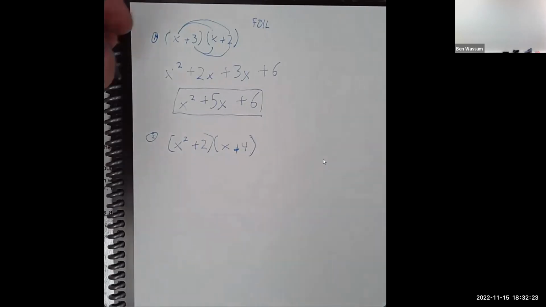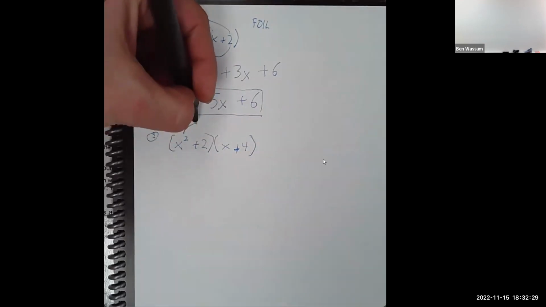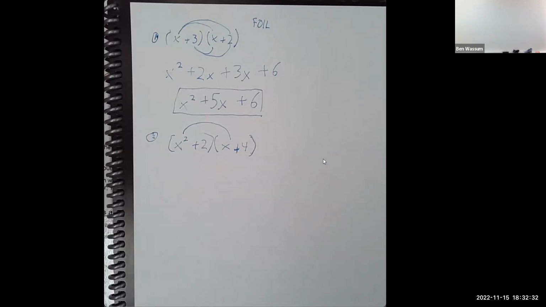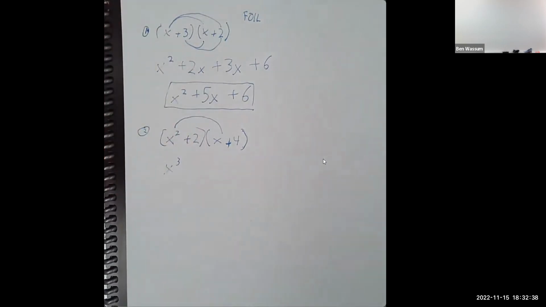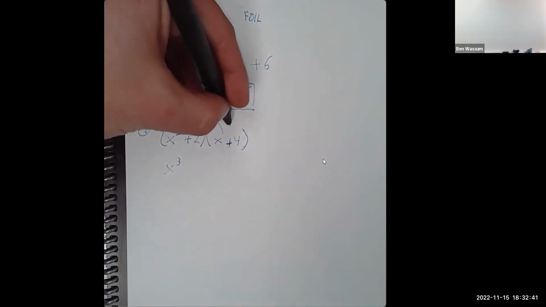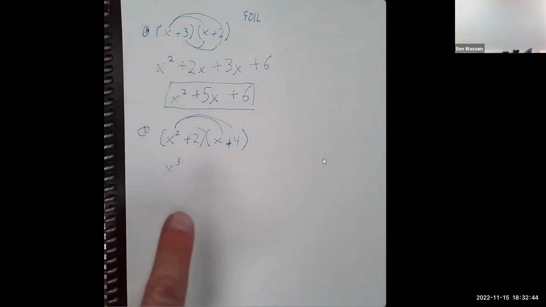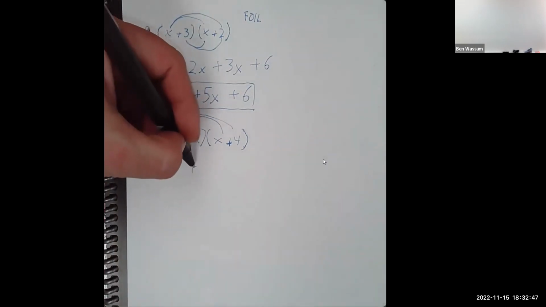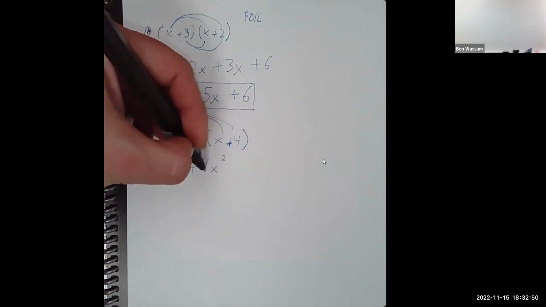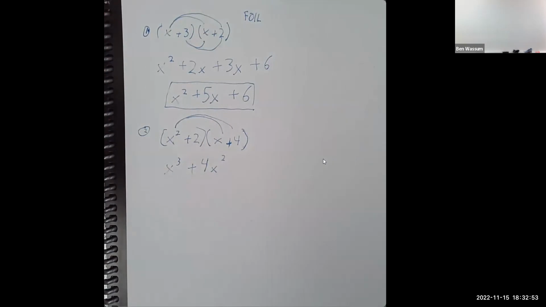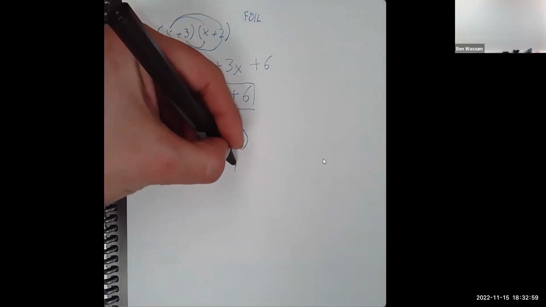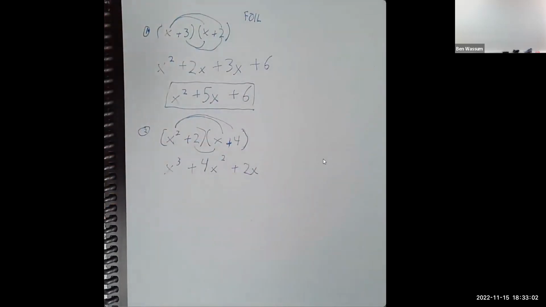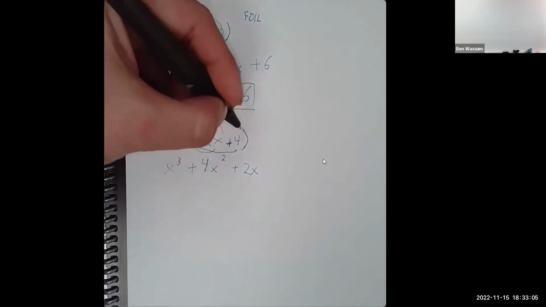But the method is still exactly the same. You would still start with the first and multiply it by the first over here. X squared times x, x cubed. Then you would do the outer, x squared times 4, we have plus 4x squared. Then the inner, plus 2x. And the last. So 2 times that 4, we get an 8.